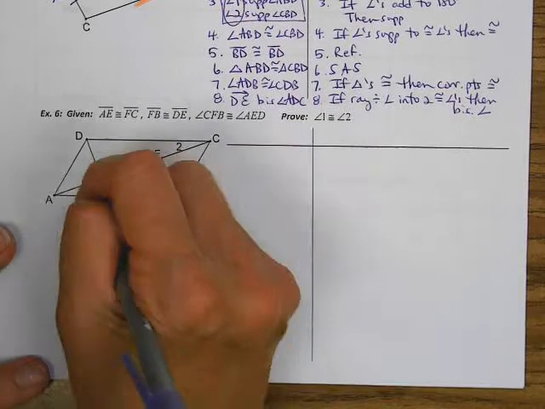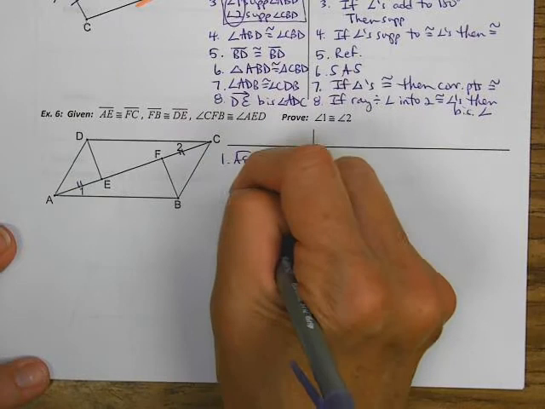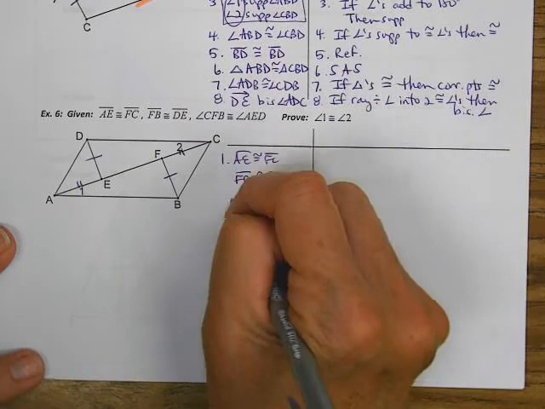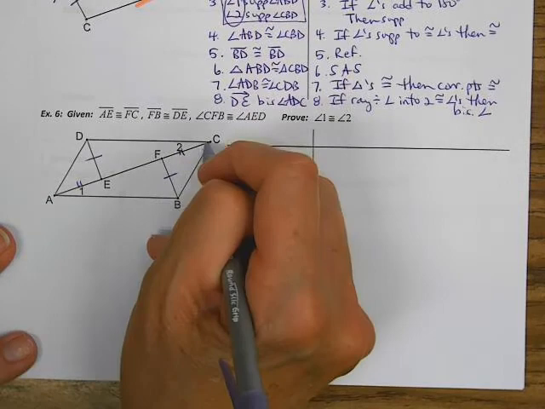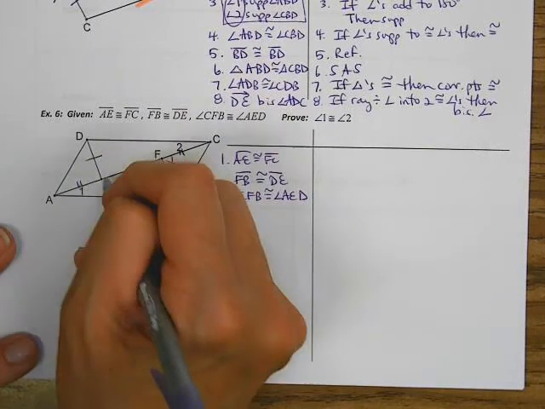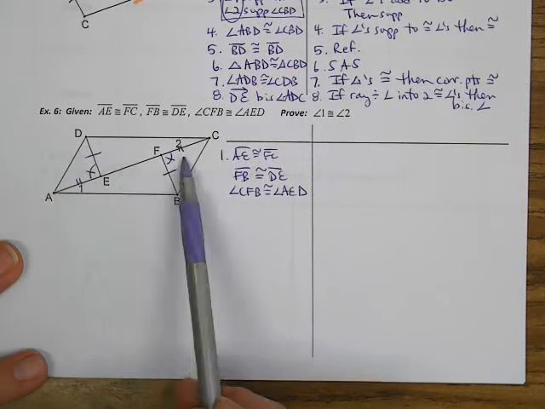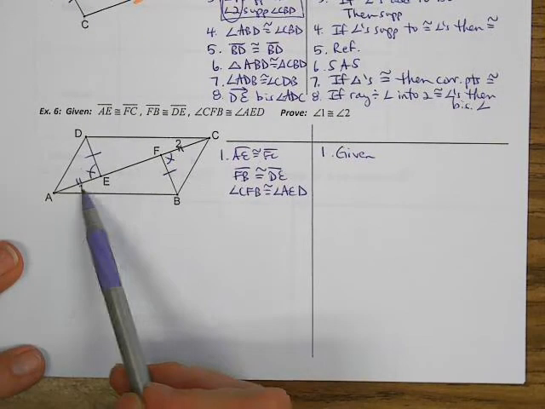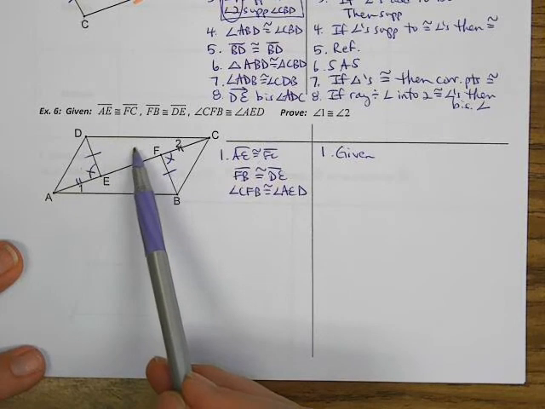One more example here. I have AE congruent to FC. I have FB congruent to DE. And I have angle CFB congruent to angle AED. I have those two angles congruent, and I'm trying to prove angles 1 and angle 2. So the first thing I notice is that I have these two triangles already congruent. But the bad news is they don't contain angles 1 and 2, so that doesn't really help me so much. So to get angles 1 and 2, I really need the top triangle here and the bottom one.